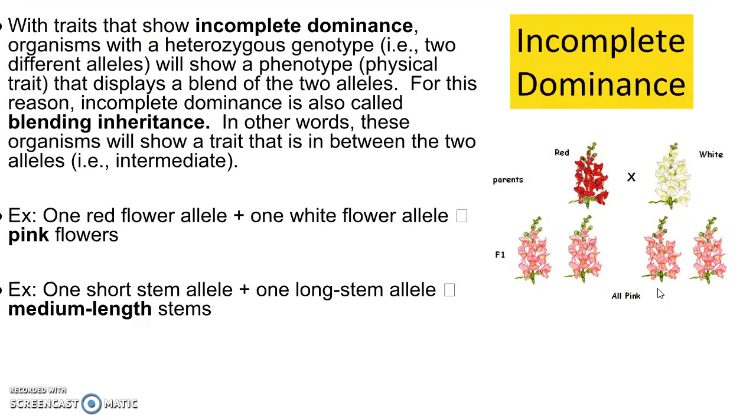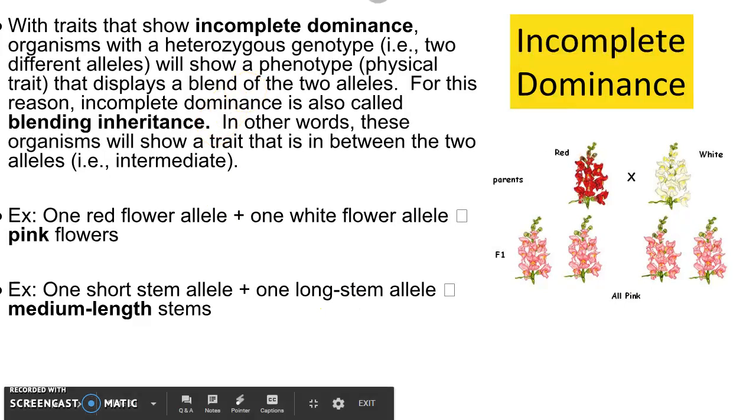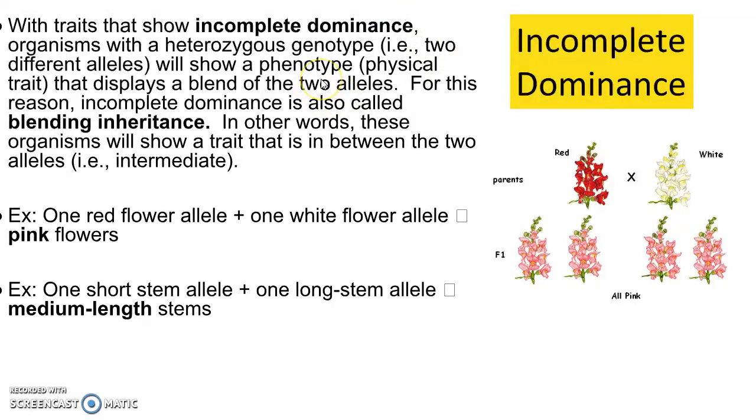The first is called incomplete dominance. And incomplete dominance is when the organism that has two different alleles, so a heterozygote, is going to show a phenotype or physical trait that's a blend of the two alleles, so somewhere in between the two alleles. Because of that, we often call this form of inheritance blending inheritance. So let's look at an example.